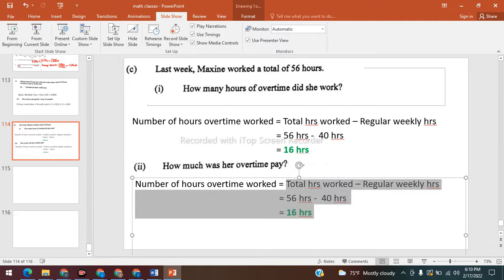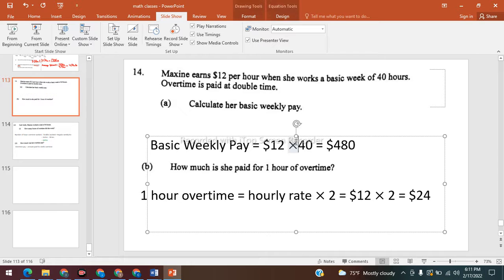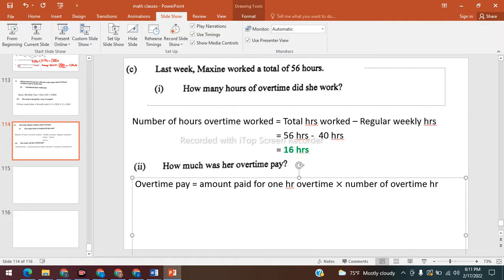So her overtime pay is going to be equal to the amount paid for 1 hour overtime multiplied by the number of overtime hours worked.